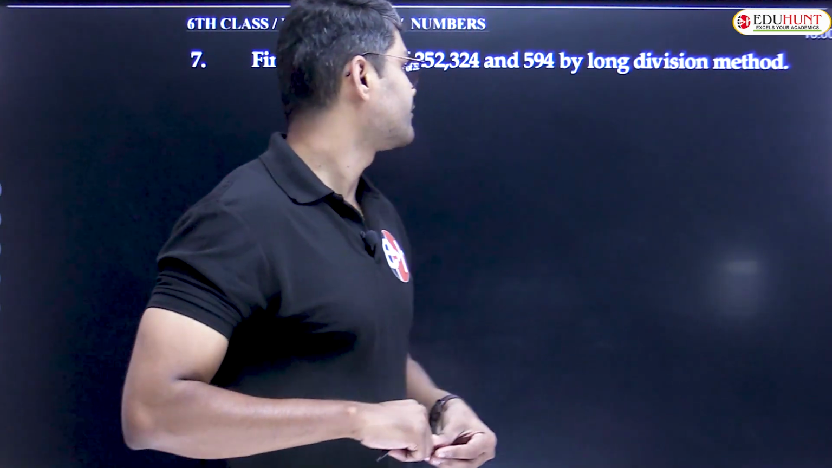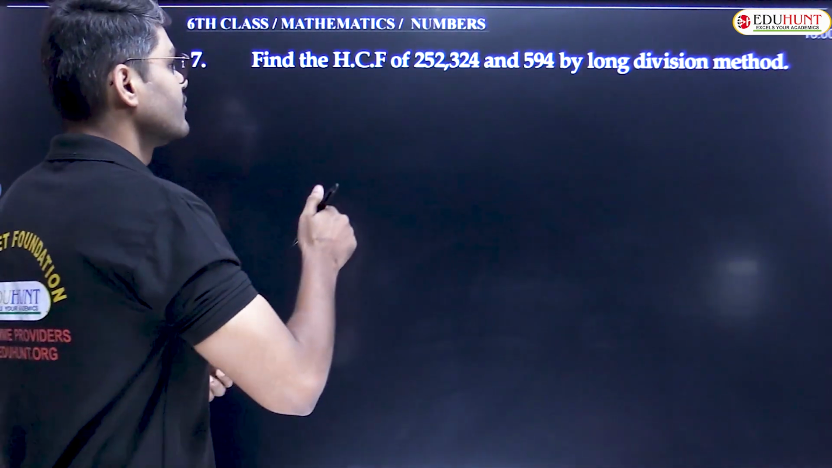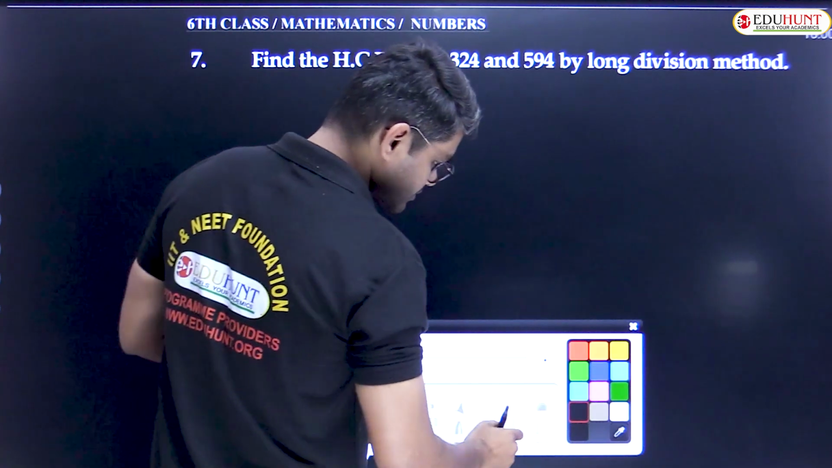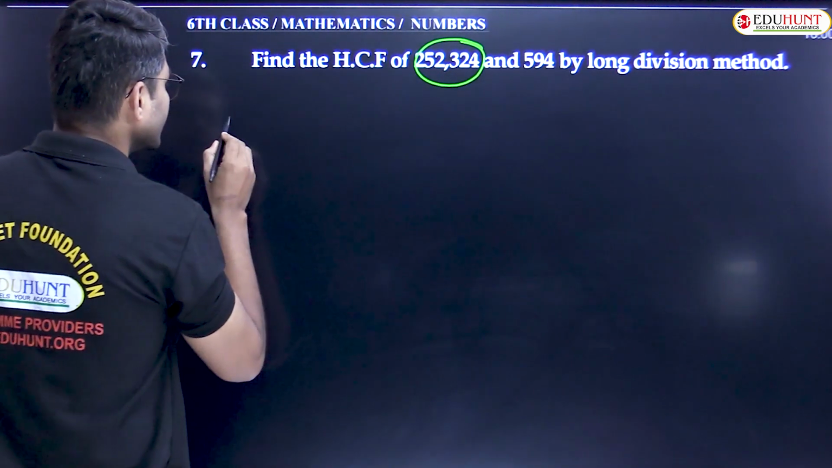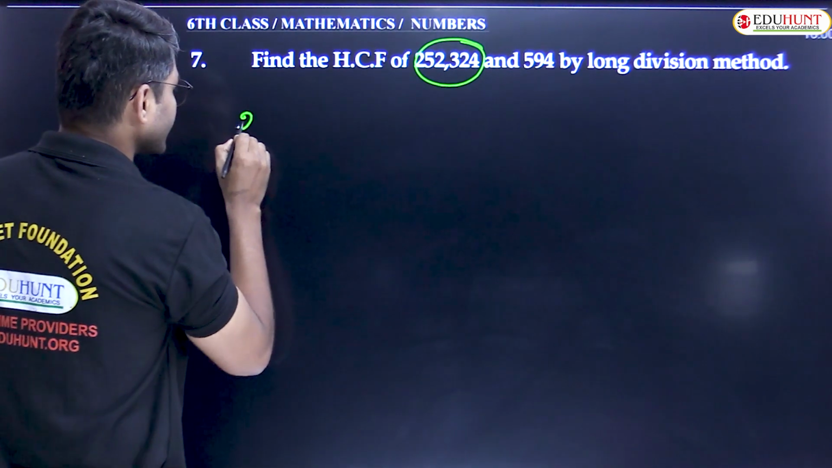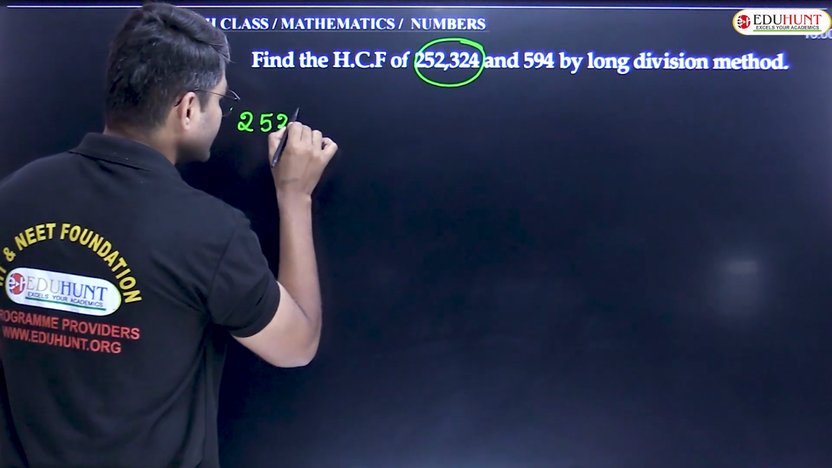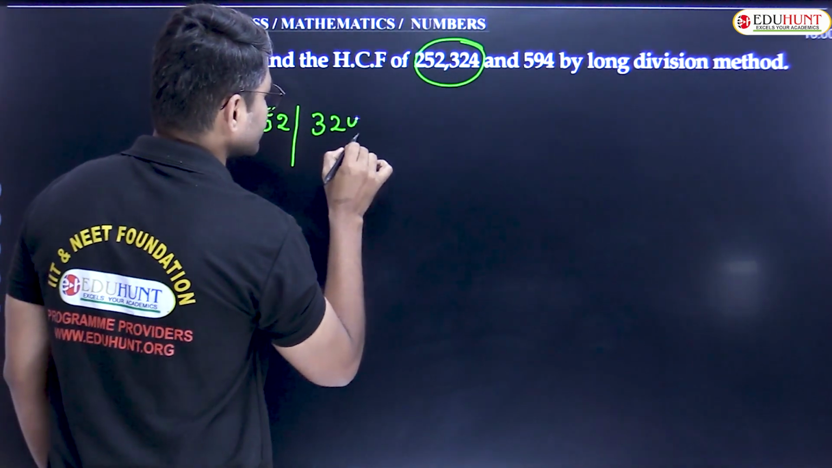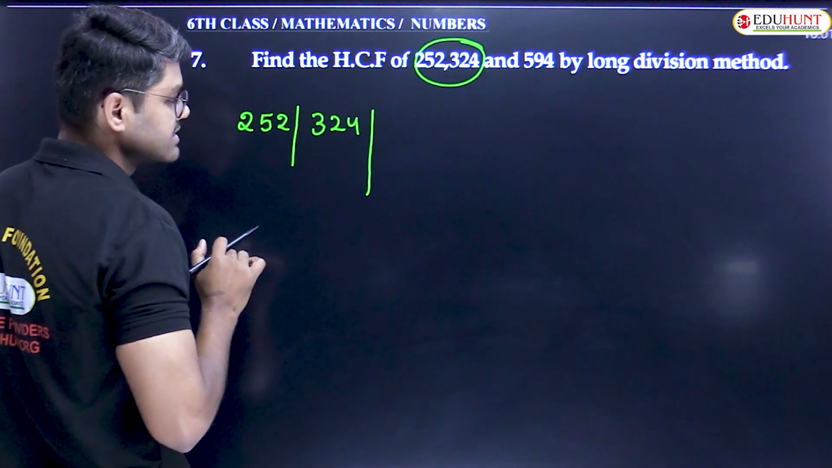In the previous question, we have seen two numbers. Now in this question, we are going to see three numbers. First take these two numbers, 252 and 324. Take the smaller number as divisor, 252. We have to divide 324. Two numbers are 3-digit numbers.